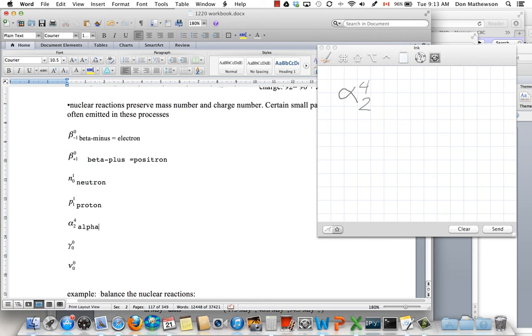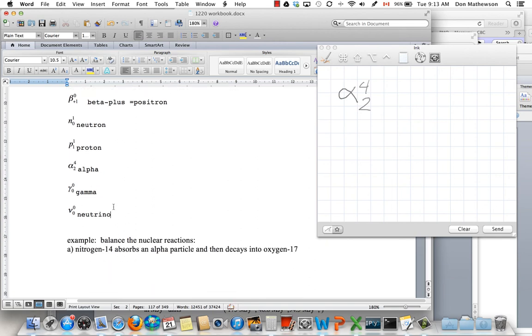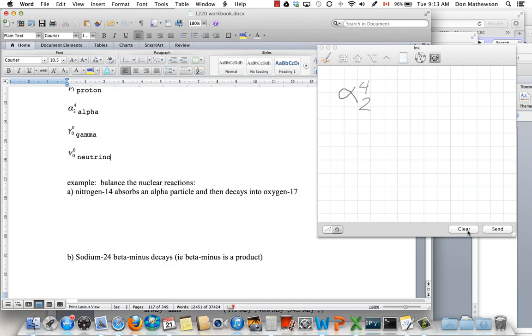Here's the alpha particle, the helium nucleus. This is a gamma, a little bit of electromagnetic radiation. It's got no charge and it's got no mass. Then lastly, the neutrino also has no mass and no charge, but it does have spin, and it comes up in balancing certain nuclear reactions. So let's balance a few nuclear reactions.